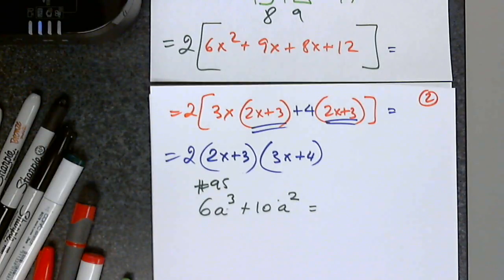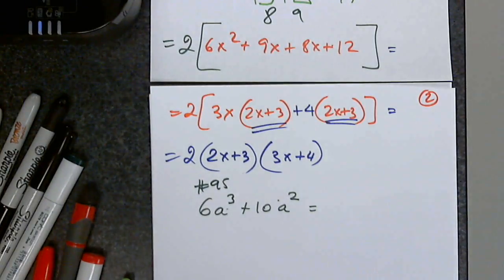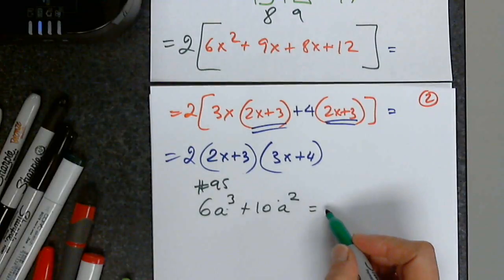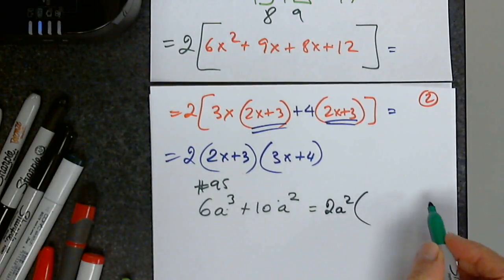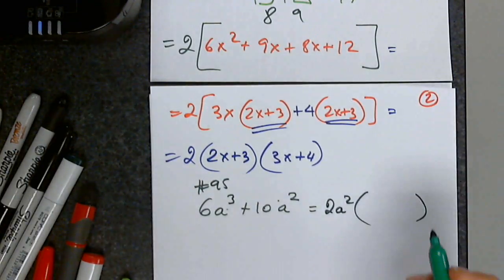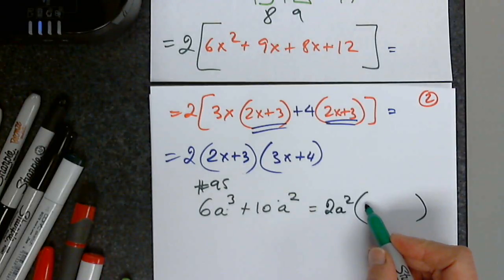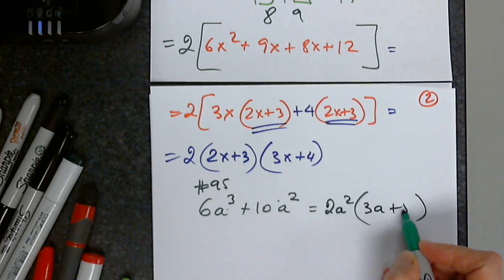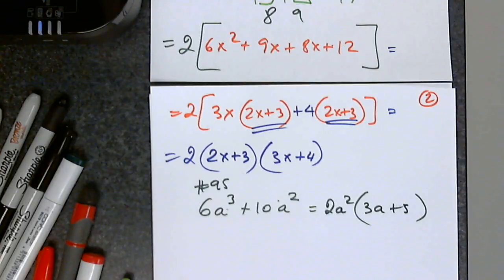Those are the easiest. So what can I factor out here? 2a squared. What is left? 3a plus 5. That's it. 3a plus 5 is a linear term. No one can factor that. That's the answer. That's it. Good. Is there anything else?